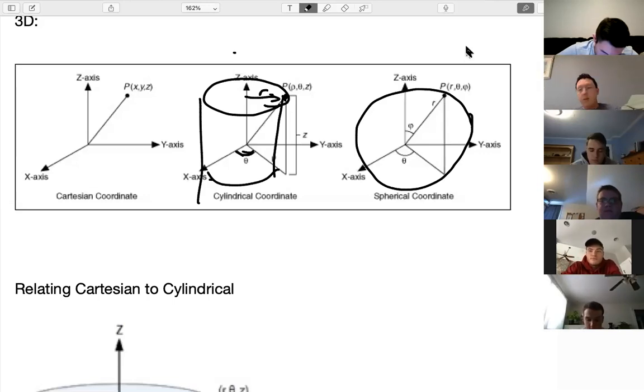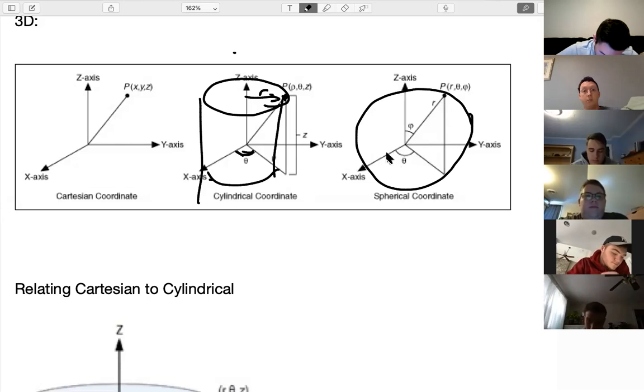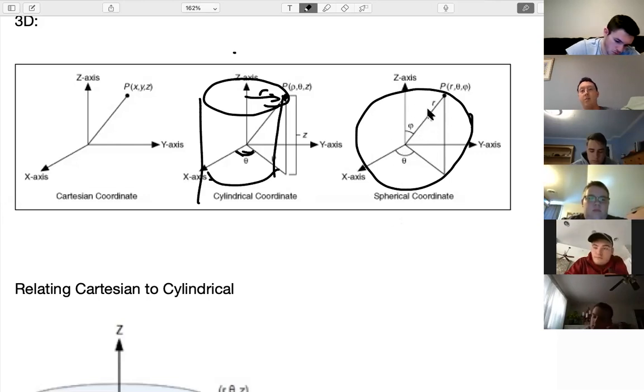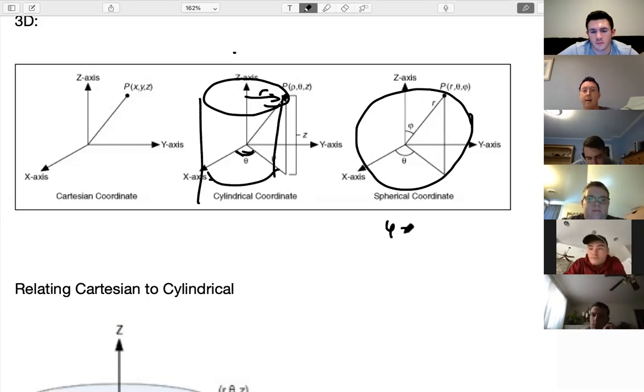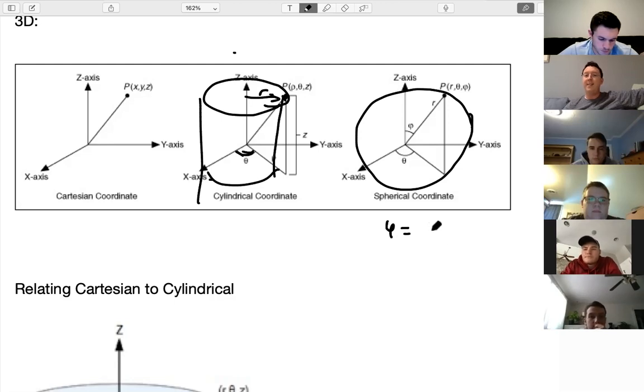Okay, so there are two angles, latitude and longitude. I guess longitude would be like the polar angle from the z-axis, and it'll run from 0 to 2 pi. And then latitude is like this angle. Does anybody remember the angle down from the z-axis? What do we call that? What's the name of it? Phi. Okay.